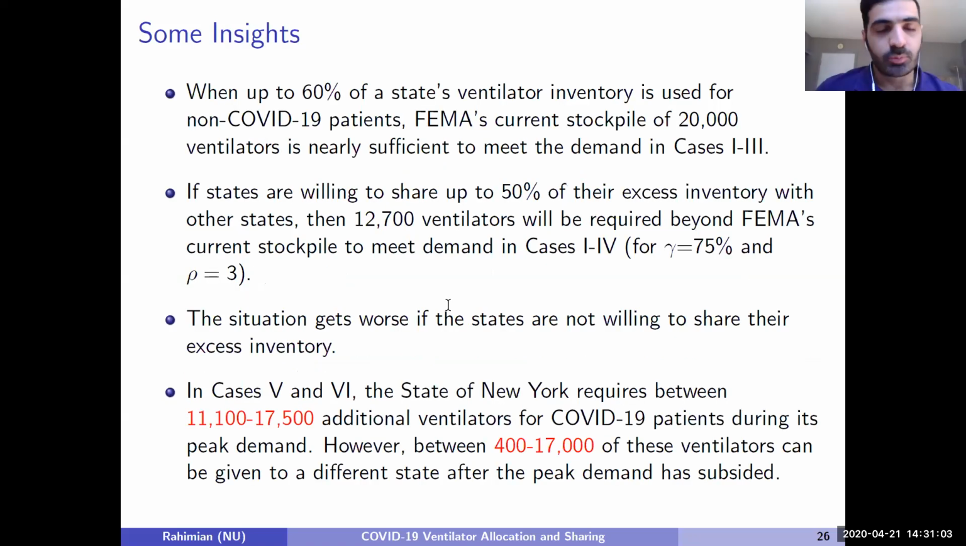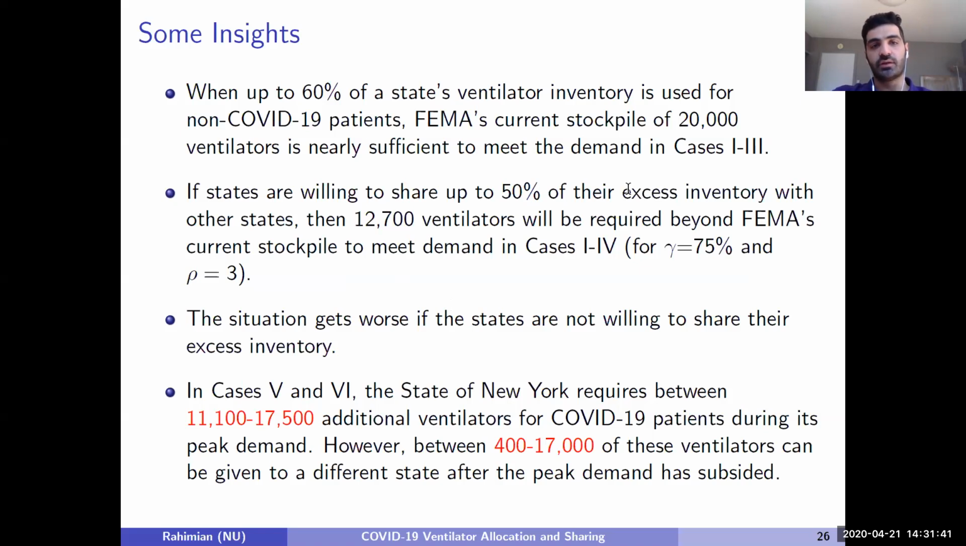So I'm not going to provide much detail about the numbers that we obtained, but I just want to give you some big picture of what we have realized. We realized sharing inventory with other states has a crucial role in reducing the number of shortages. We observed, for example, if states are going to use only 40% of their initial ventilator inventory for COVID patients, the initial inventory of 20,000 ventilators that FEMA has is nearly sufficient to meet demands in mild cases.